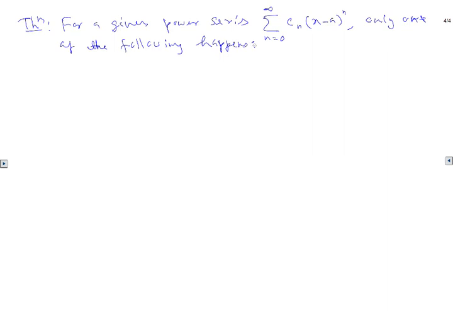Okay, only one of the following happens. So there are three cases, but only one works. So what's the first case? The series converges only at x equals a.